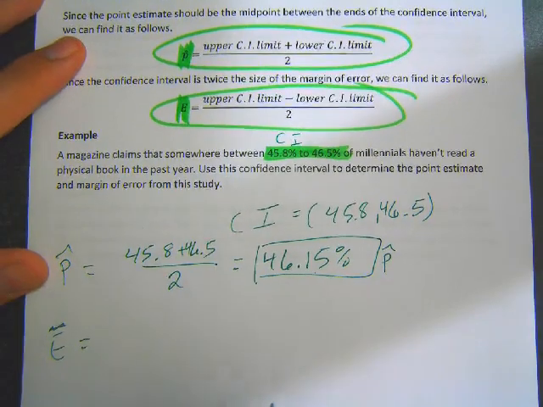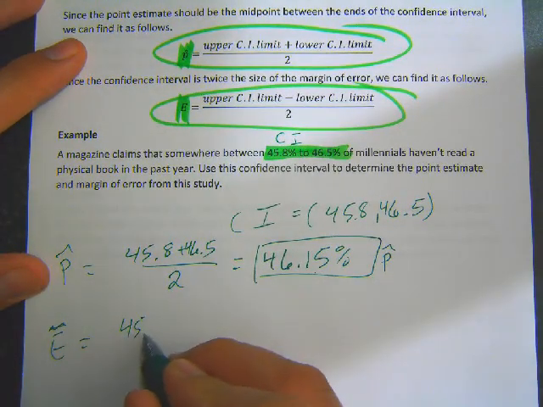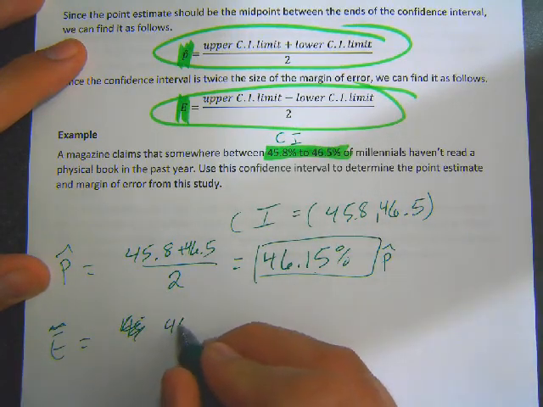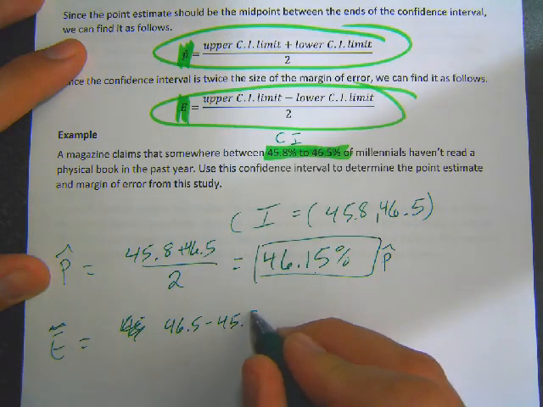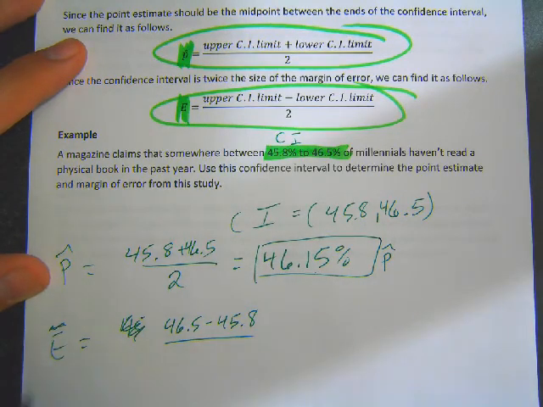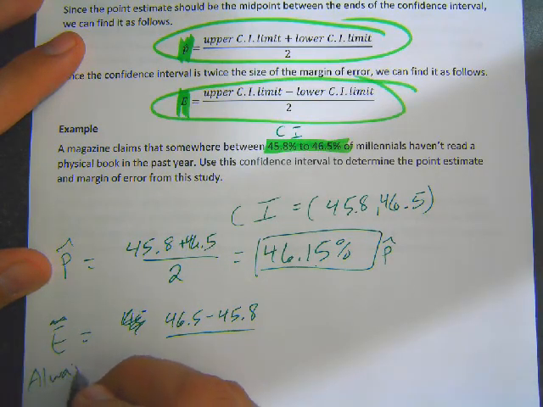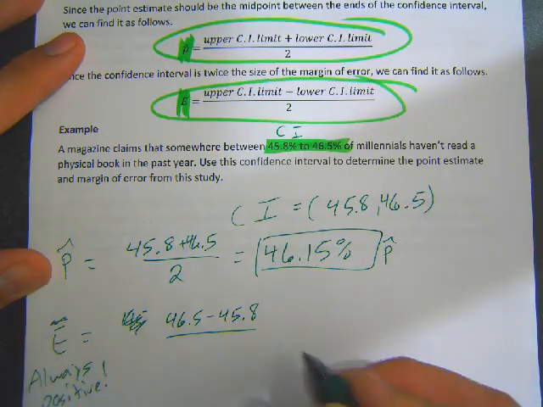That's their point estimate. To find the margin of error, we subtract. So I do 45.8. Actually, I should do the top minus bottom because I want to get a positive number. So I'm going to do 46.5 minus 45.8. We always want to do top minus bottom because that way you get a positive. If you get a negative margin of error, not a big deal. Just get rid of the sign because you just need a positive. So if you flip these around, negatives turn into positive, because margin of error should always be positive. So if you do get a negative, it just means you put them in backwards.